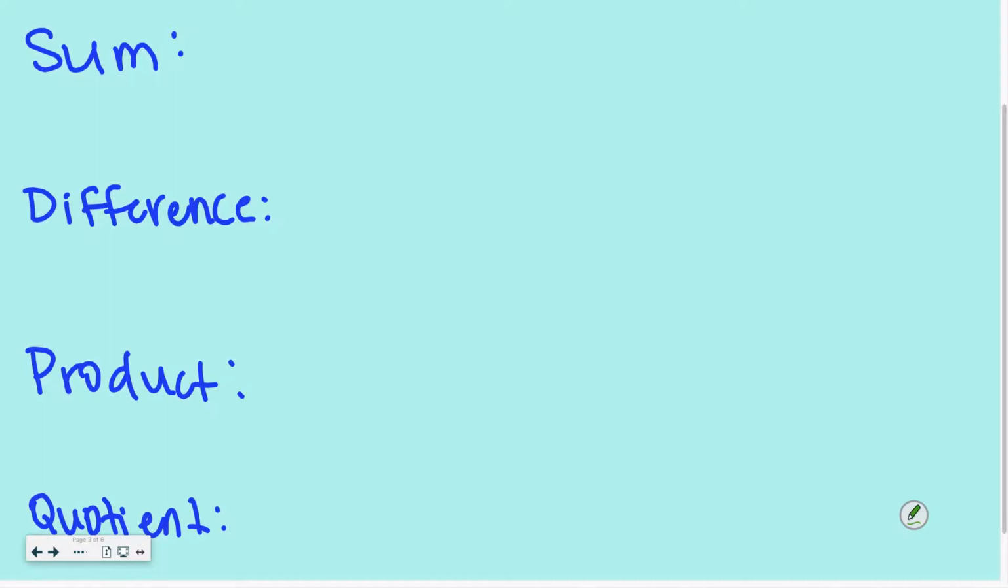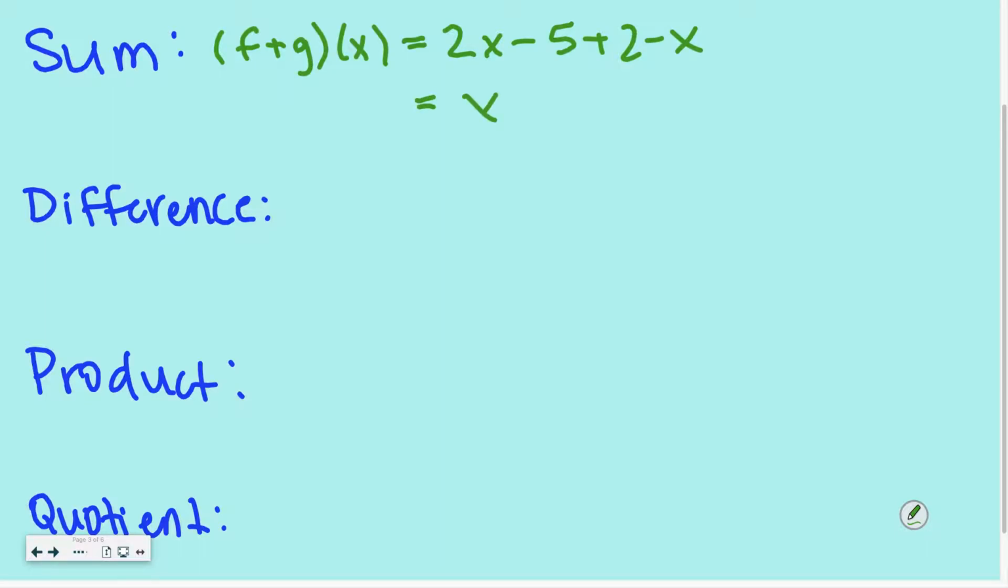All right, we're going to go ahead and get going on this. So when we add two functions together, we really just have a problem of combining like terms, right? So we should get x minus 3.